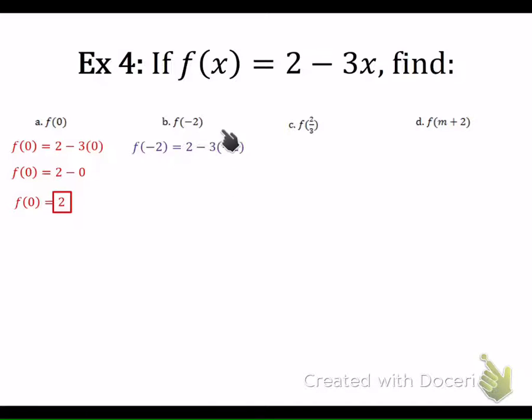Here is where the math is being done. So we have -3 times -2. What would that turn into? A +6. Good. So this function evaluated at -2 equals 8. Questions?